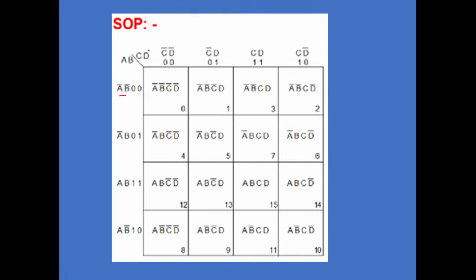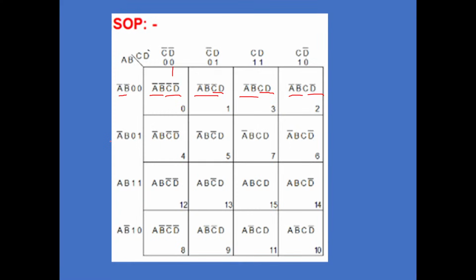So what is there? On the left side, A bar, B bar. Write down A bar, B bar. On the top, C bar, D bar. On the top, what is there? C bar, D. Next, CD. Next, CD bar.